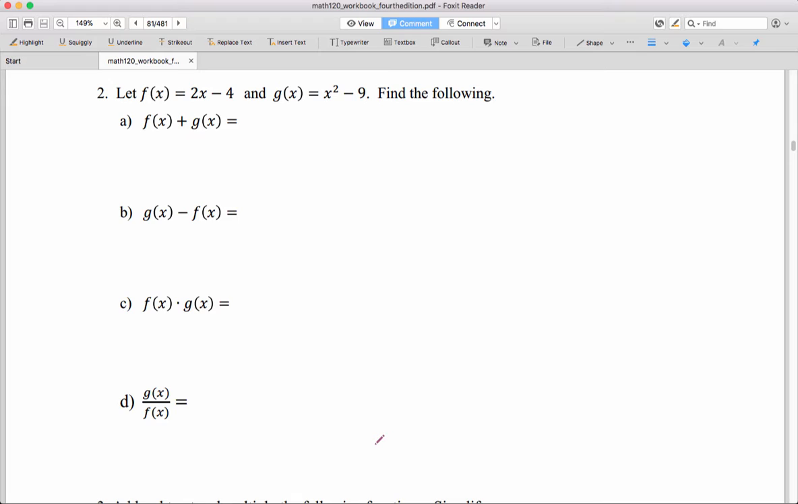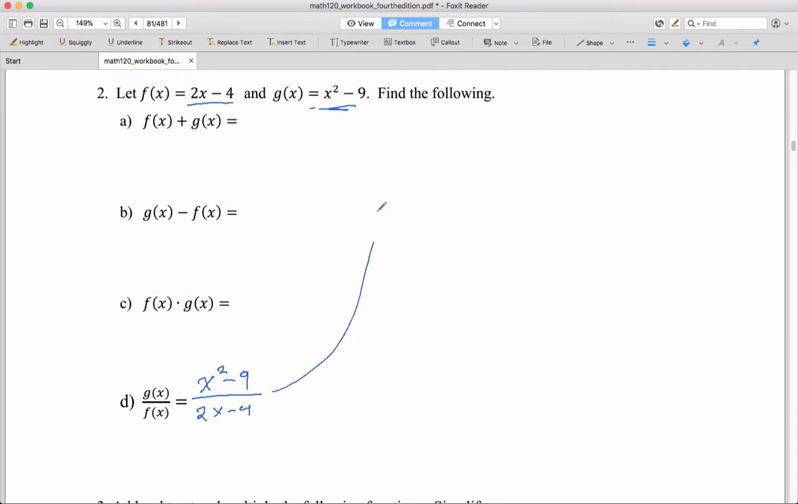number 2 here. In number 2, we've got part D, where we've got g of x divided by f of x. So our g of x function is x squared minus 9. That's this guy right here. And our f of x function is 2x minus 4. So g of x is going to be x squared minus 9, and our f of x function is 2x minus 4.